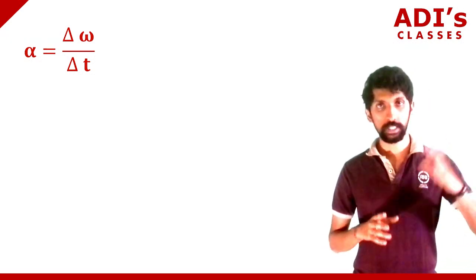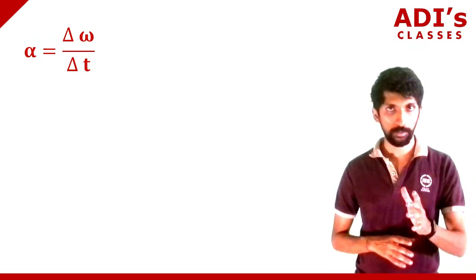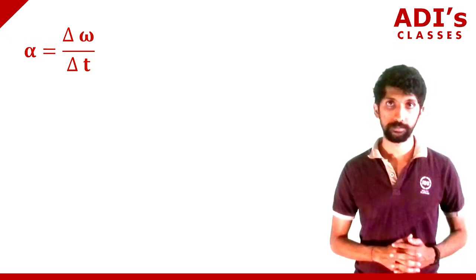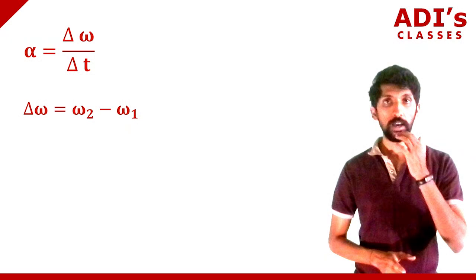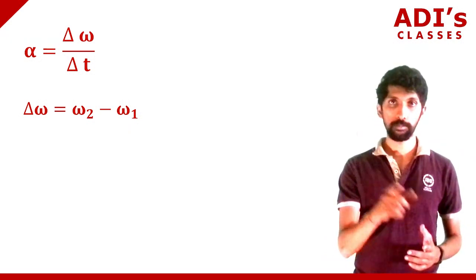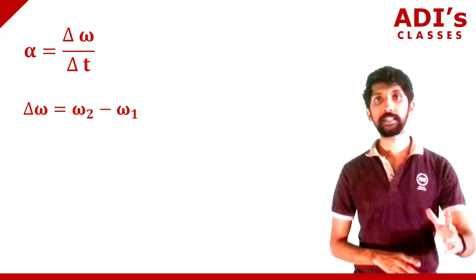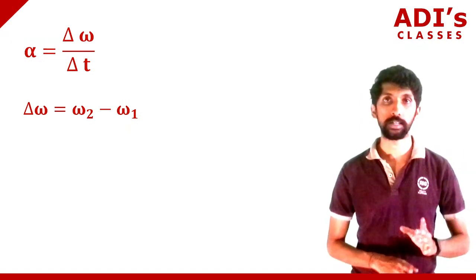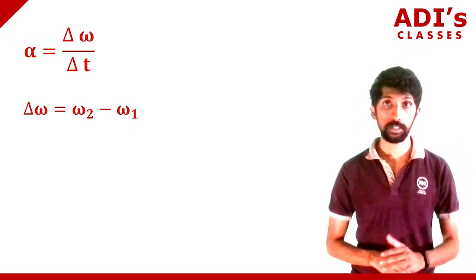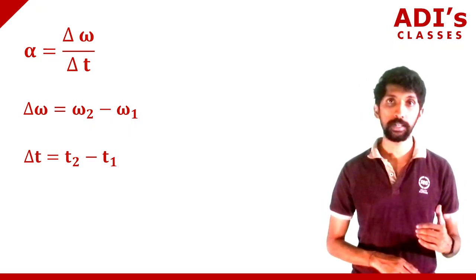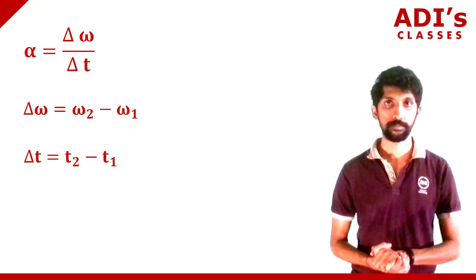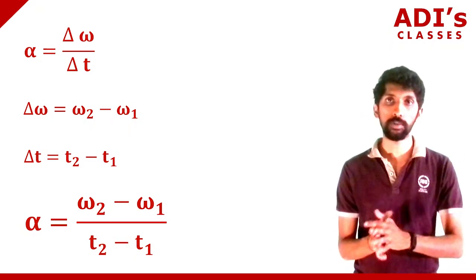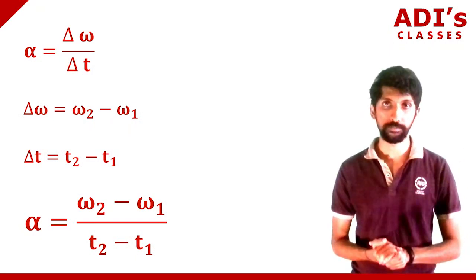Just like how we derived linear and angular velocity, we have to do the same thing for angular and linear acceleration. So we have alpha is equal to delta omega by delta t. Delta omega can also be written as omega 2 minus omega 1, correct? The change in the angular velocity. And delta t can be written as t2 minus t1, correct? Right. So we can write alpha is equal to omega 2 minus omega 1 by t2 minus t1.